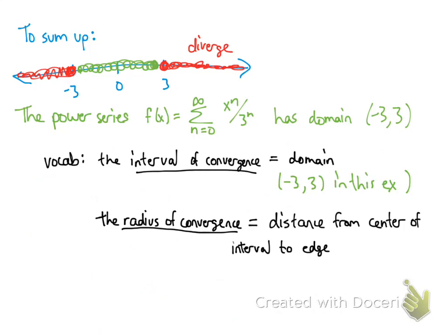Okay, so in this case, the interval of convergence is the open interval from negative 3 to positive 3. And the radius of convergence is 3, because if you write down the interval of convergence, you pick the point in the middle and measure all the way to the edge, you get 3.